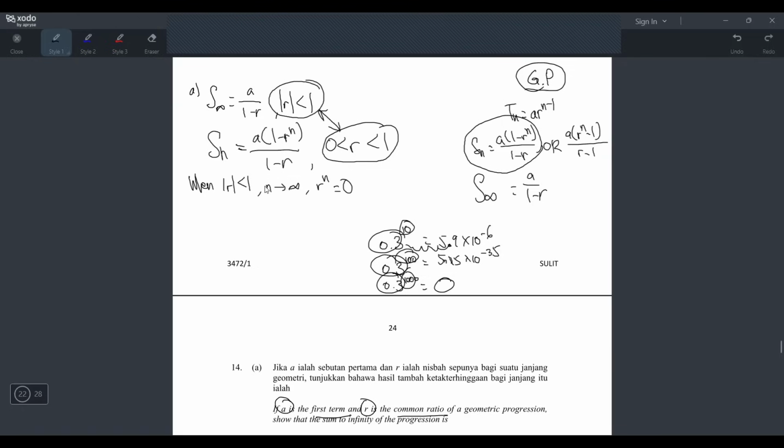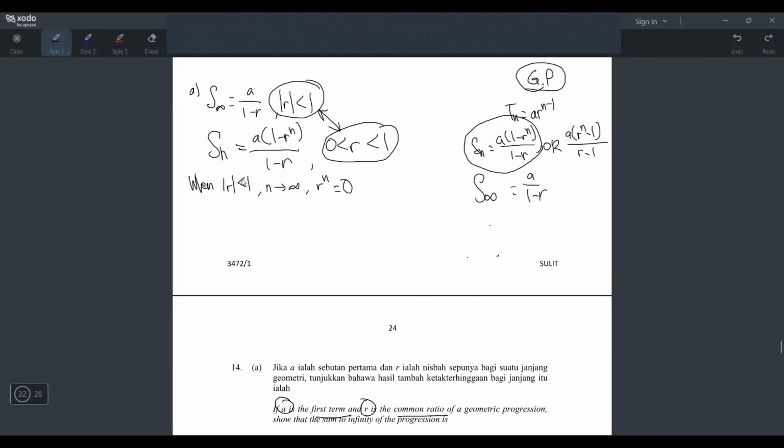But this will only happen when r is in between 0 and 1. If r is, let's say, 3, then this will not work. If r is 3 and you raise it to a very big power, you will get an even bigger number. But if your base is 0 point something and you raise it to a very big power, eventually you will get 0. That's what I meant by r having to be in between 0 and 1.